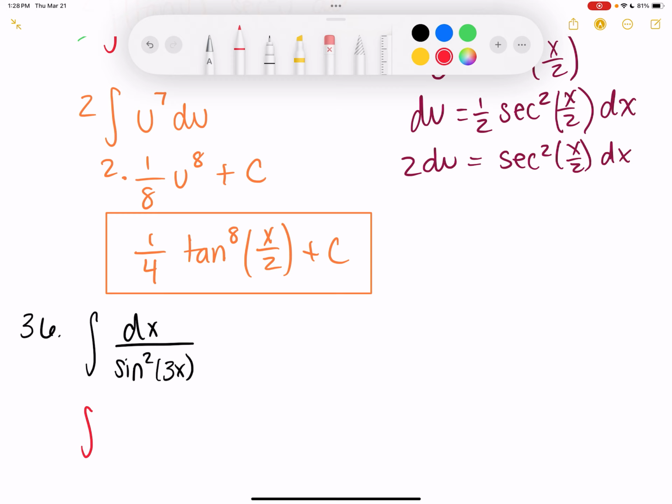Okay, is there another way I can rewrite it? Yes, the dx is going at the end, but it doesn't matter if the dx is on top or at the end. I don't have to rewrite it because of that. What is 1 over sine squared of 3x? Cosecant squared of 3x. That would be a better place to start from.